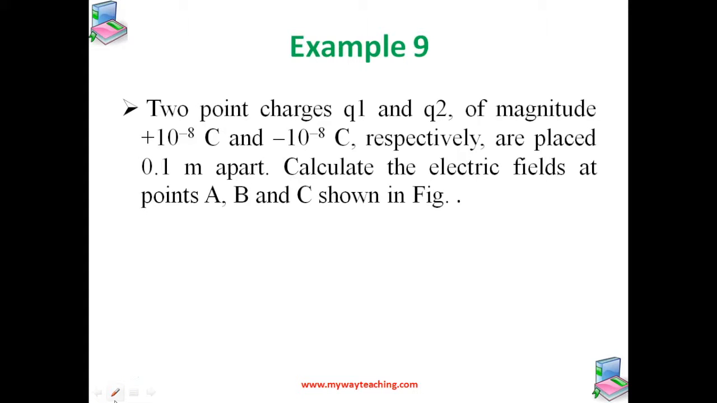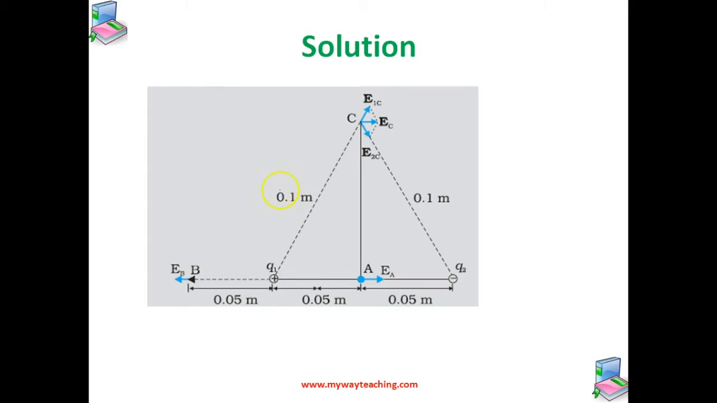In this part, let us see one more simple example. That is example number 9. The statement is: two point charges Q1 and Q2 of magnitude 10 raised to minus 8 coulomb and minus 10 raised to minus 8 coulomb respectively are placed 0.1 meter apart. Calculate the electric fields at points A, B and C as shown in this particular figure.